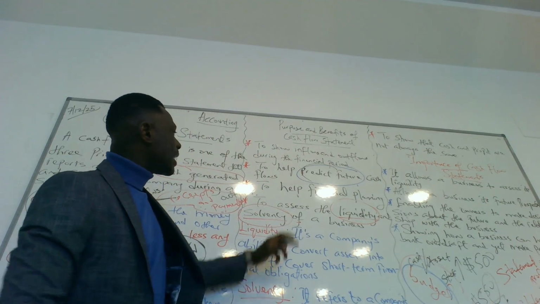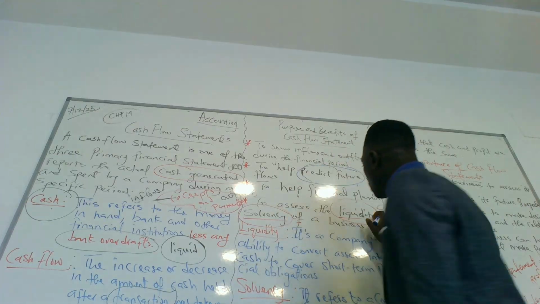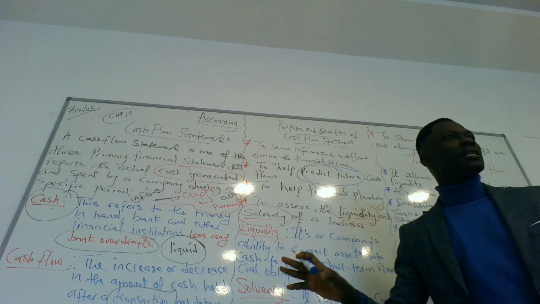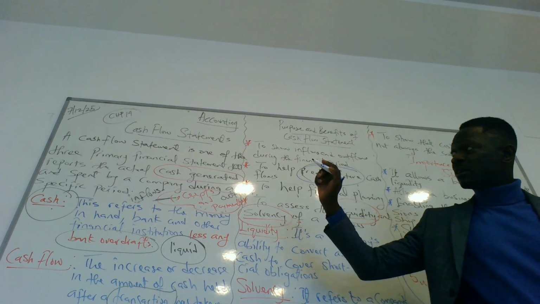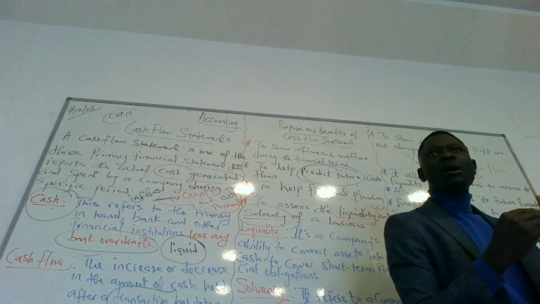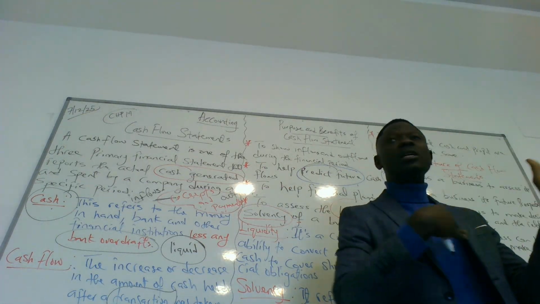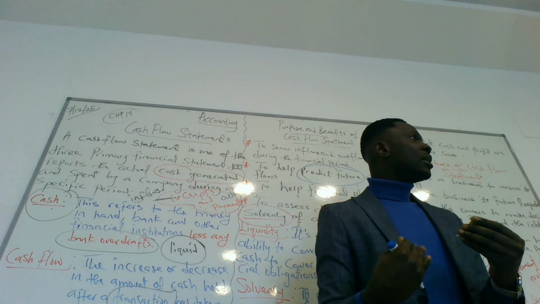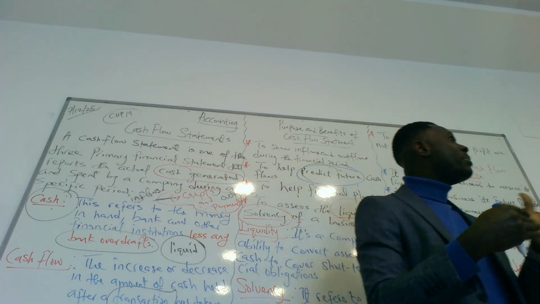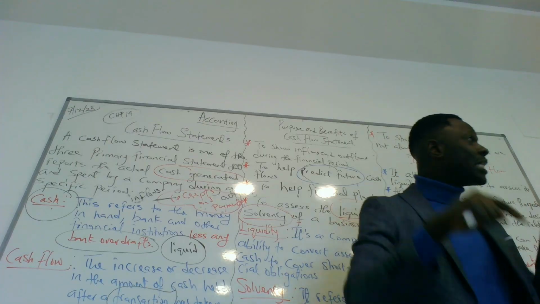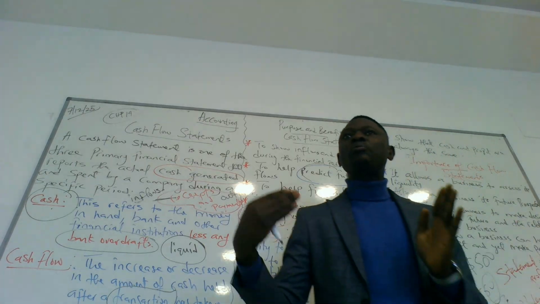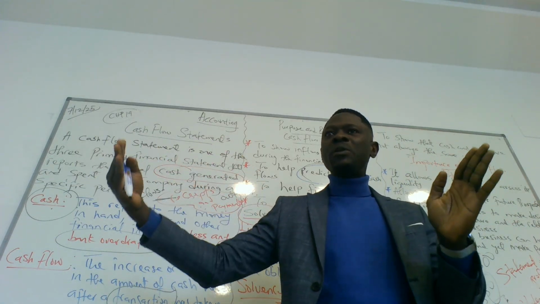The next one, to assess liquidity and solvency. This is where we're going. Liquidity and solvency. The statement of cash flow tells us, because it's about liquidity. It's about liquid. So it tells us if we have the ability to pay our debts of now and we have the ability to pay our financial commitments in the future.